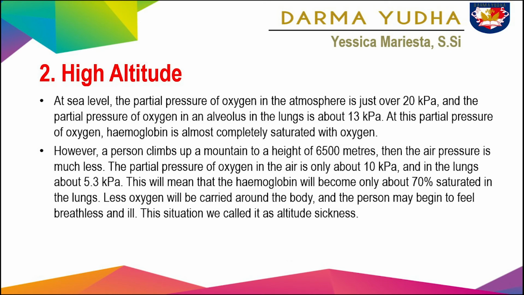If, however, a person climbs up a mountain to a height of 6,500 meters, then the air pressure is much less. The partial pressure of oxygen in the air is only about 10 kilopascals, and in the lungs about 5.3 kilopascals. You can see from the previous slide that this means that the hemoglobin will become only about 70% saturated in the lungs. Less oxygen will be carried around the body, and the person may begin to feel breathless and ill.